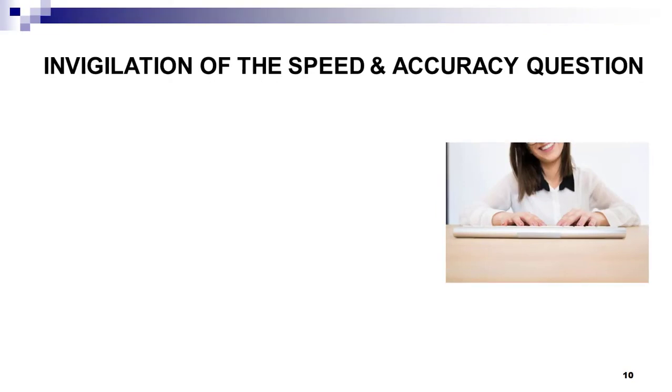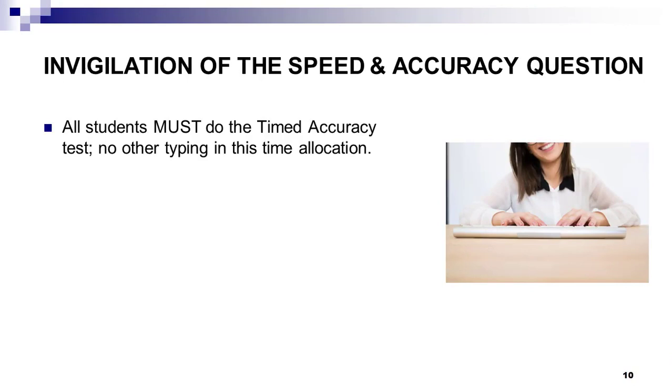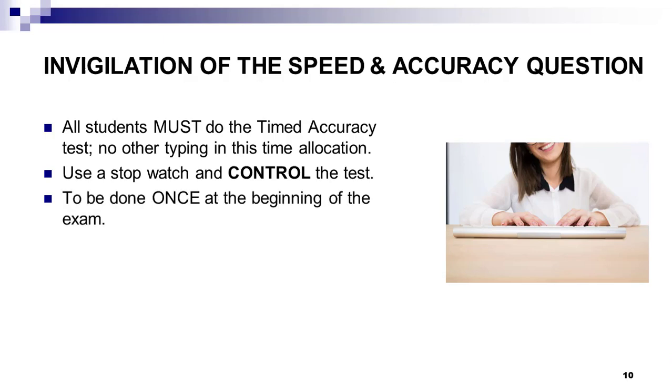Invigilation of the speed and accuracy question. The speed and accuracy question must be done in the first 10 minutes. The invigilator must have either a stopwatch or any watch or clock with stopwatch facilities and must be familiar with conducting a speed and accuracy test using it. It must be conducted once only by the invigilator in a controlled, timed 10-minute session at the beginning of the examination.